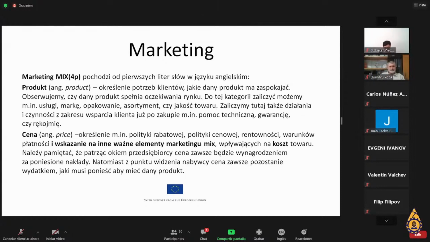Let's now explain what a marketing mix is. Marketing mix is about what needs a product should satisfy. If a company wants to launch a new product, they research the market and they want to find out how the product is supposed to look like, whether people need it or not.